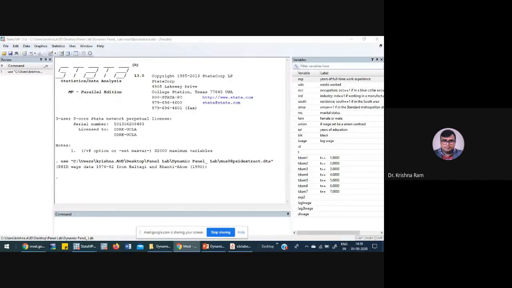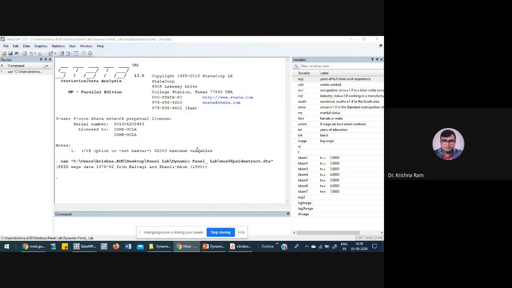In the last class, we discussed the one-step Arellano-Bond estimator. Today, we will do the two-step Arellano-Bond estimator with and without an additional regressor. After that, we will do two diagnostic tests. One is the test for autocorrelation, and the other is the test for over-identification of instrument variables. That is also called the over-identification test that we did when we were doing the instrument variable regression model.